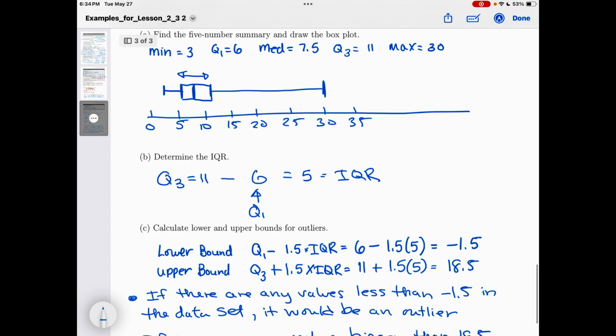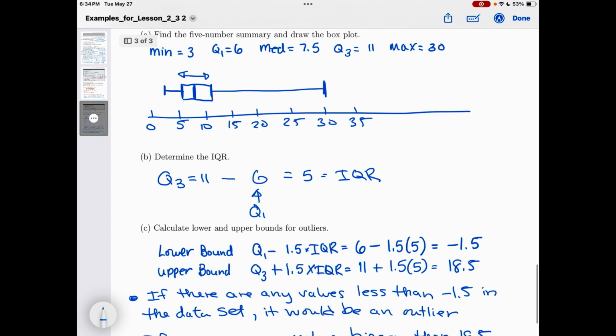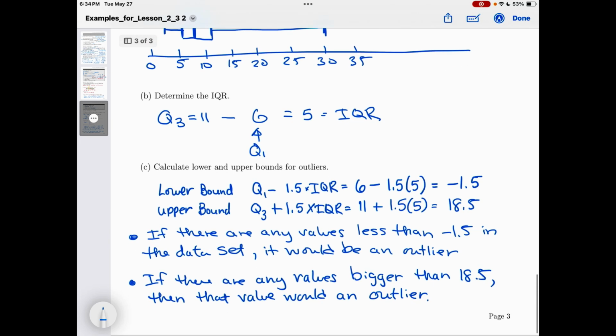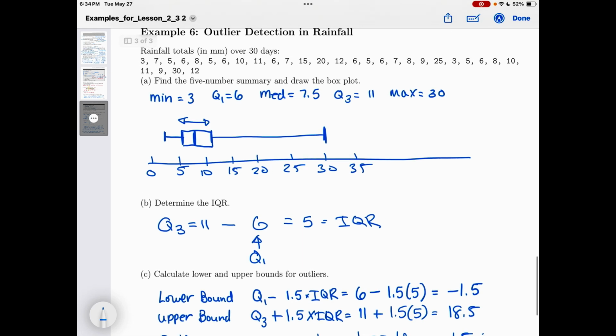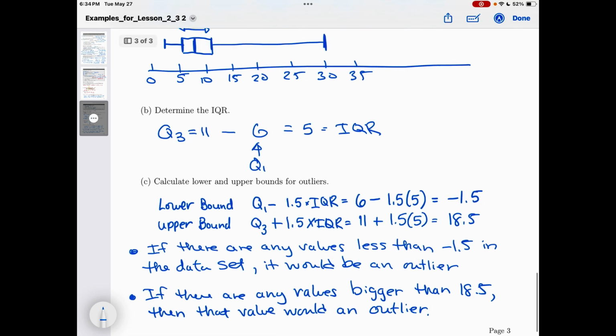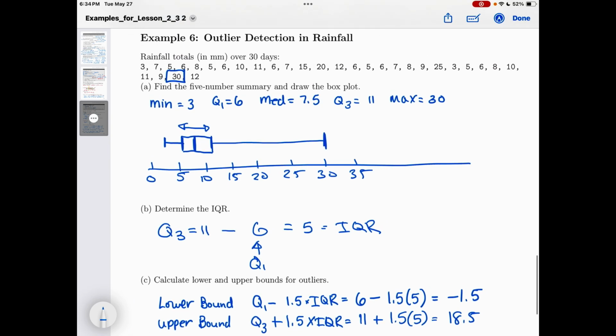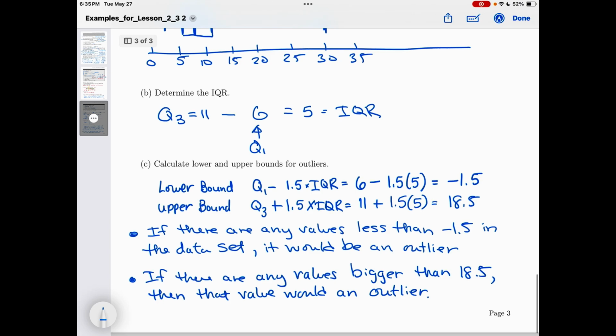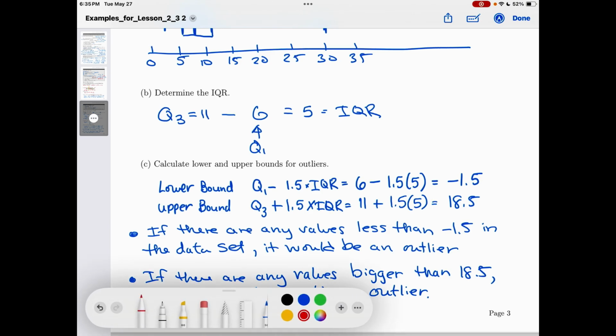Looking at the data set, we don't have any negative numbers, so we don't have any outliers on the lower end, unusually small to the left. But we do have values that are unusually big for the data set. We have 30. 30 is past 18.5. We also have 20. Let's see, do we have any more? We have 25. I'm not seeing any more. So we have 3 outliers that are unusually big compared to the rest of the data.